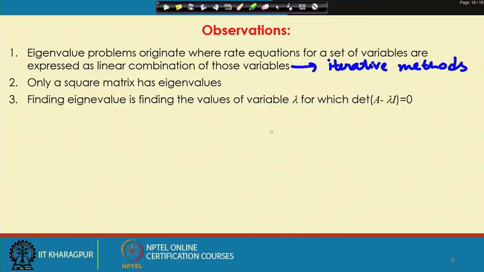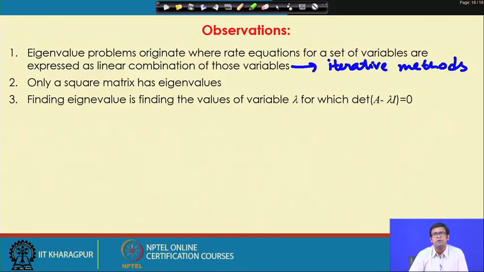However, the next observation is that only a square matrix has eigenvalues, and this is because if I have n variables whose rate is dependent on those n variables only, you get n equations and n unknowns, and that is why this will give me a square matrix system. So, only a square matrix will have eigenvalues.